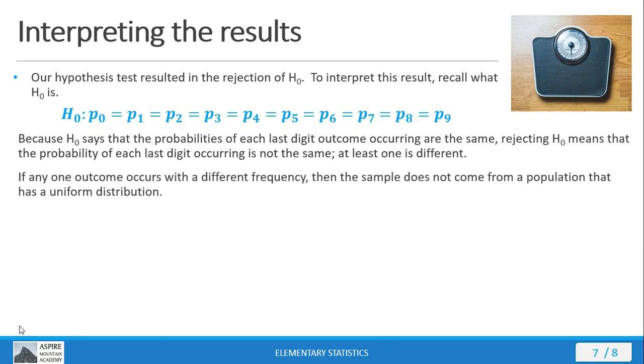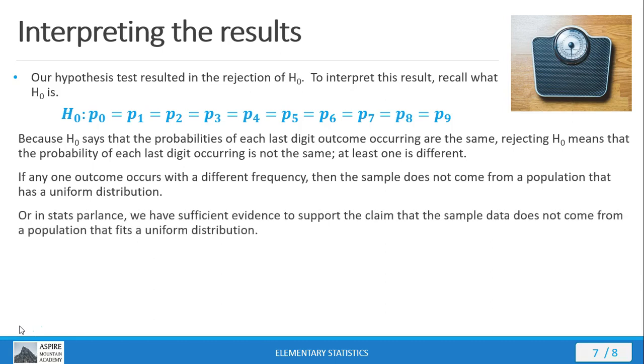So we can conclude that the sample does not come from a population that has a uniform distribution. They don't match up because at least one of those proportions is different. Or in stats parlance, we have sufficient evidence to support the claim that the sample data does not come from a population that fits a uniform distribution. But however you word it, it's the same thing.